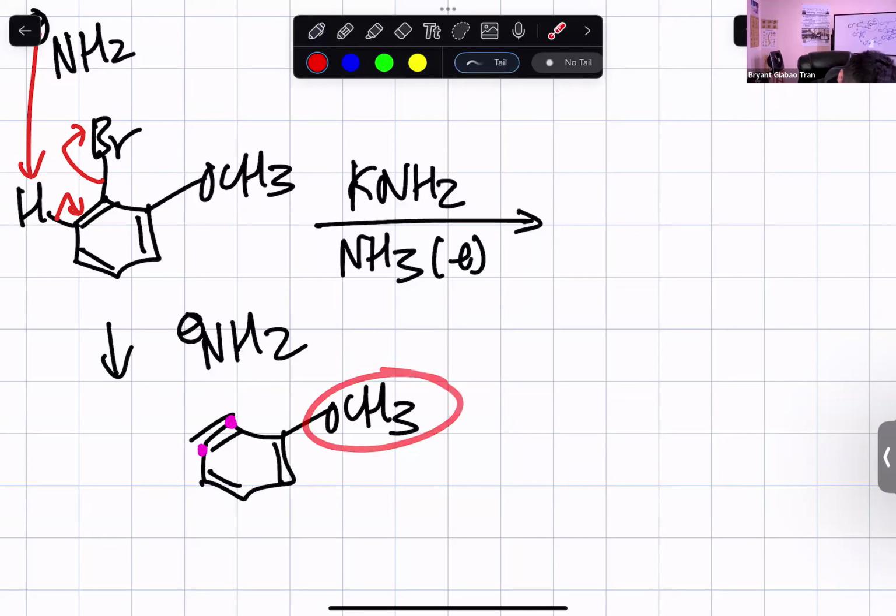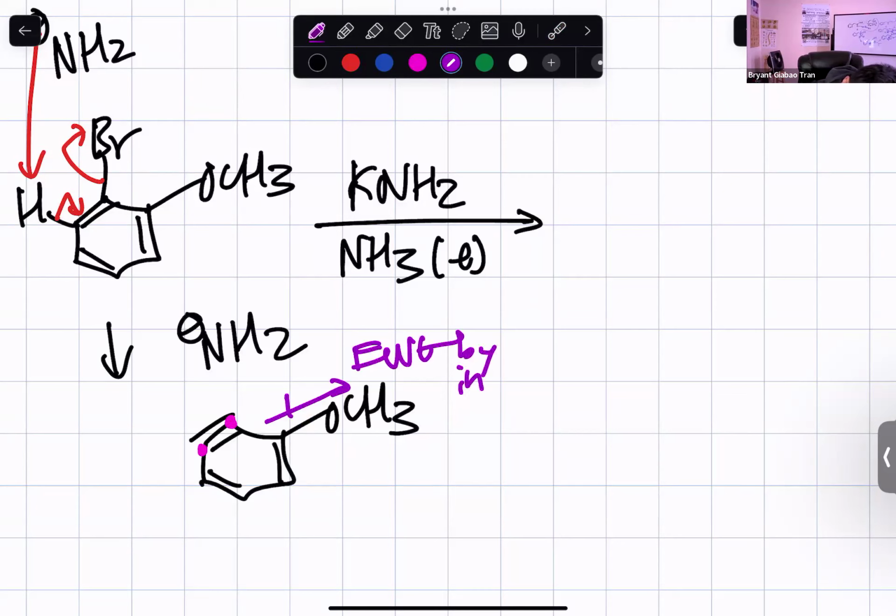We want the negative charge near this group right here because this oxygen is electronegative. It's an EWG by induction. So if we want the negative charge on this carbon here, which is the closest one, we are going to attack the other carbon, pushing one of the bonds of the triple bond onto that carbon to get this intermediate here.